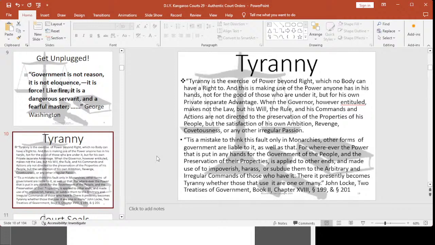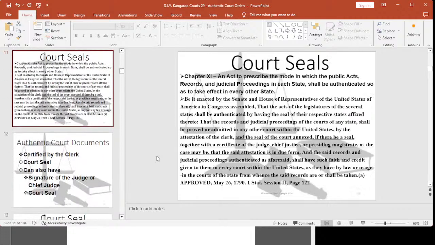'Tis a mistake to think this fault only in monarchies. Other forms of government are liable to it as well as that. For wherever the power that is put in the hands for the government of the people and the preservation of their properties is applied to other ends and made use of to impoverish, harass, or subdue them to the arbitrary and irregular commands of those who have it, there it presently becomes tyranny, whether those that use it are one or many. And that's John Locke, Two Treatises of Government, Book 2, Chapter 18, Section 199 and Section 201.